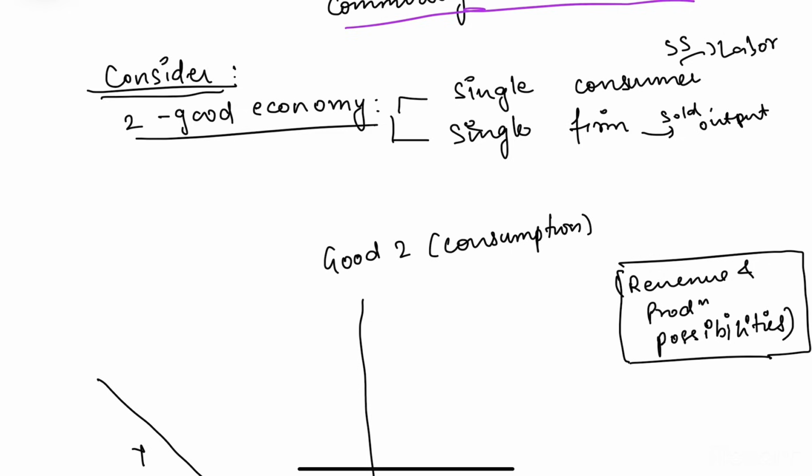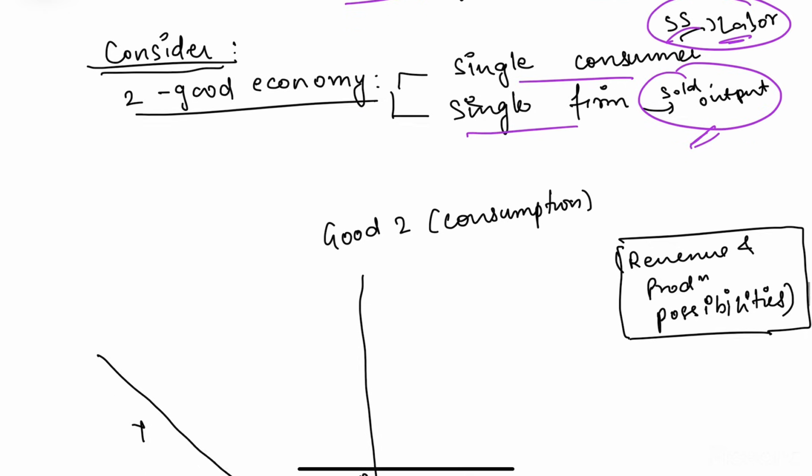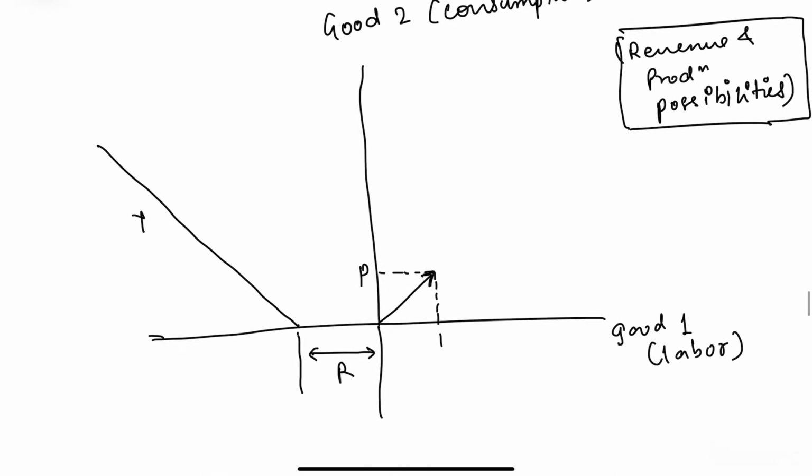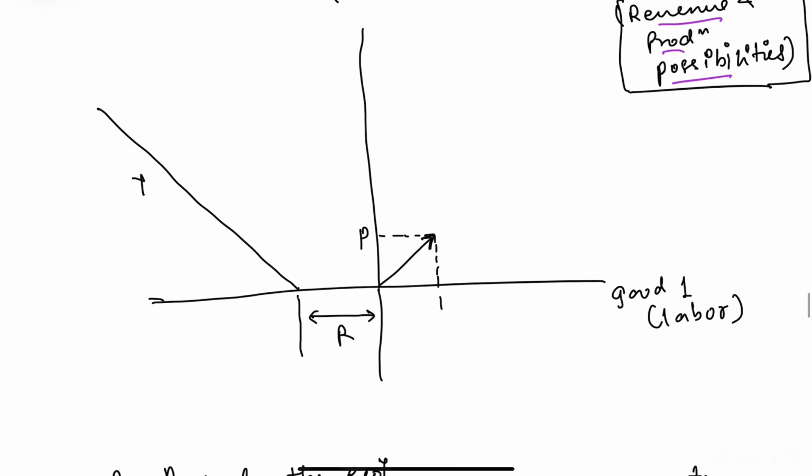So now consider we are kind of building up a model. We are considering a two good economy here, a Robinson economy. We have one consumer and one farm, and the farm is producing output and selling the output, whereas the consumer is supplying the labor. So labor is the good here, and this graph is showing the revenue and the production possibilities in this economy.